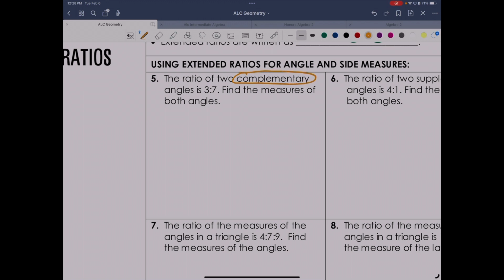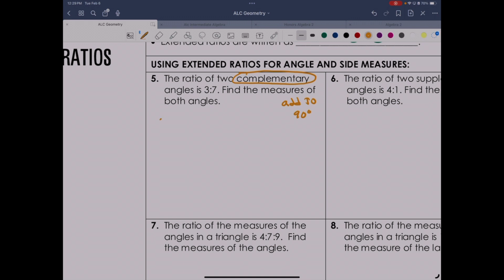What does complementary mean? Anybody remember? Complementary means they add up to 90. So complementary means they add to 90 degrees. So it's telling us that these two angles have ratios of 3 to 7. So we don't know the measure of the angles. We just know that this one is 3 times normal and this is 7 times normal.